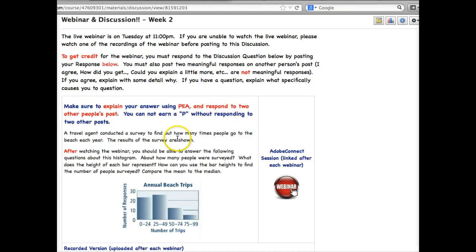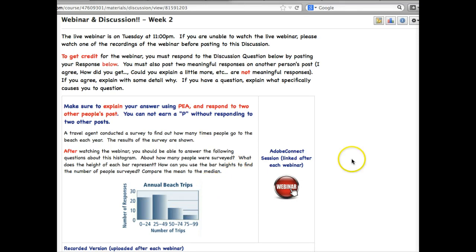But anyway, what you want to do is answer this question. Here's a histogram basically, and it says a travel agent conducted a survey to find out how many times people go to the beach each year, and that's the results of the survey. So now you can answer questions about this survey. For example, what does the height of each bar represent? How can you use the bar heights to find the number of people surveyed? And then compare the mean to the median. That's exactly what we just did today.